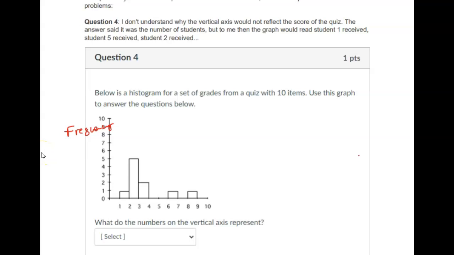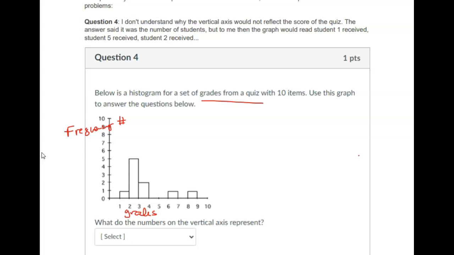So the numbers on the horizontal axis are the variable you're interested in. In this case, it's grades from a quiz. And the vertical number is the frequency. Frequency means how many, the number of items in each category. So that's why the vertical axis does not represent the score, because it's a histogram.